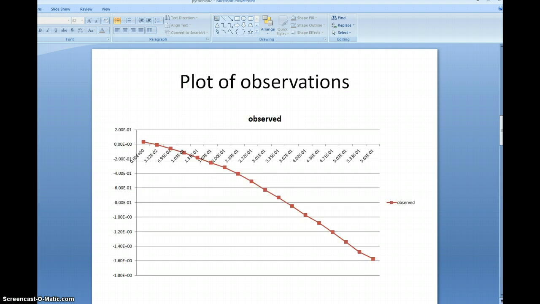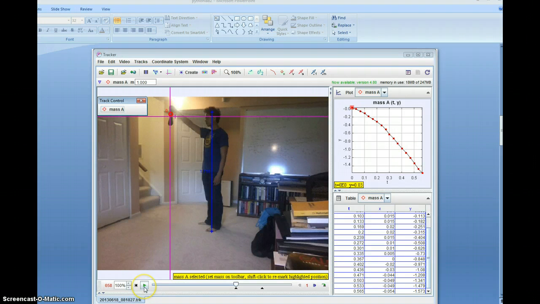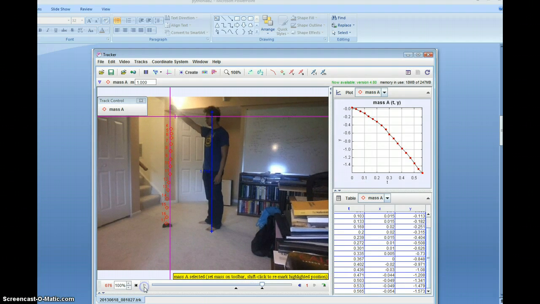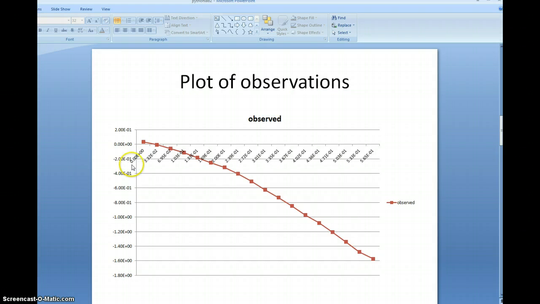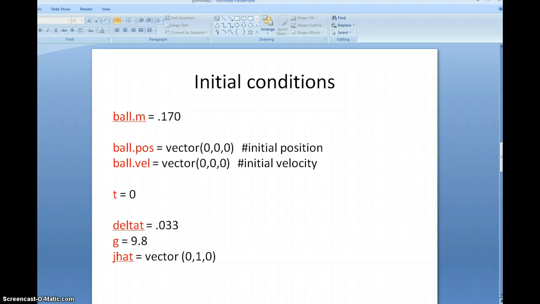So first, here is a video that I took of me dropping a sock. Then I plotted the trajectory here in Excel. Next, I ran the computation in Python.